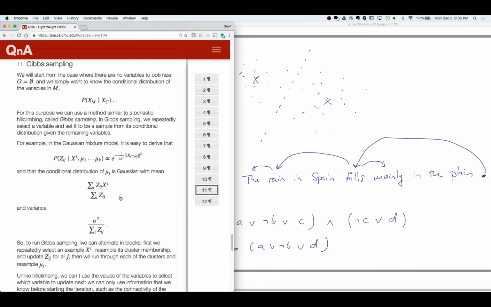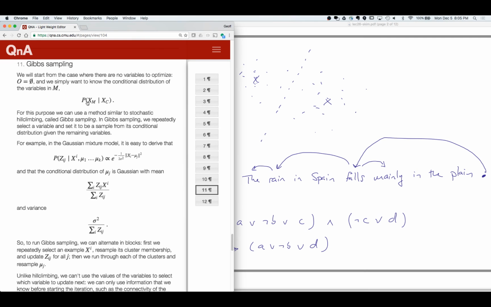Let's start from the case where we don't have to optimize over any variables. In that case, what Gibbs sampling is doing is just trying to tell you what is the distribution of the variables we're marginalizing over so that we can do that marginalization. The way it works is we repeatedly pick one of the variables in x sub m and set it to be a sample from its conditional distribution given the remaining variables.